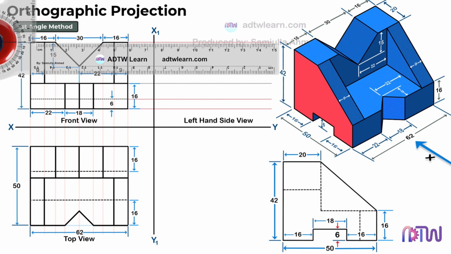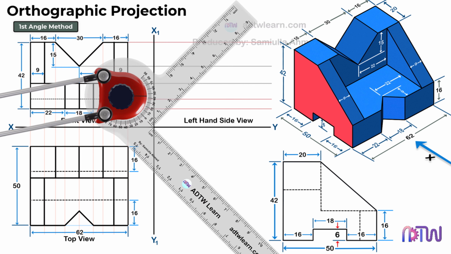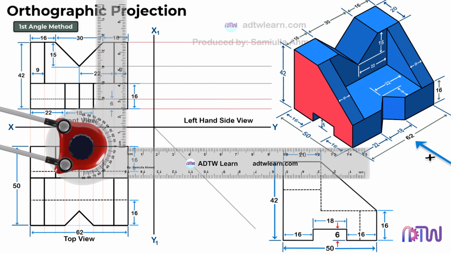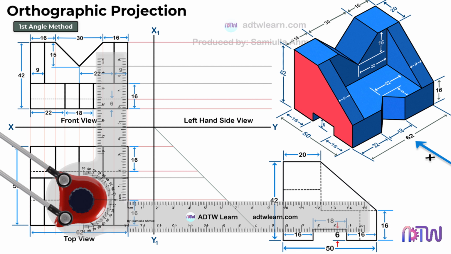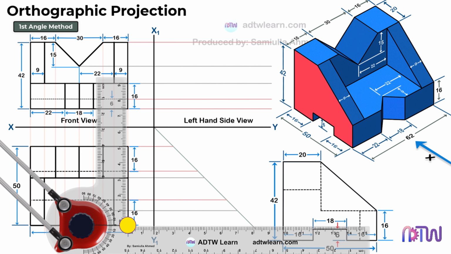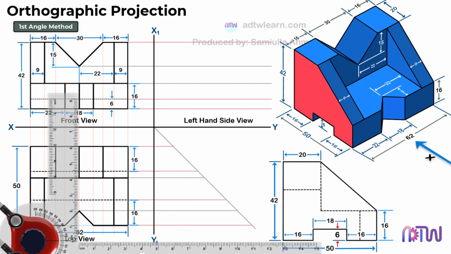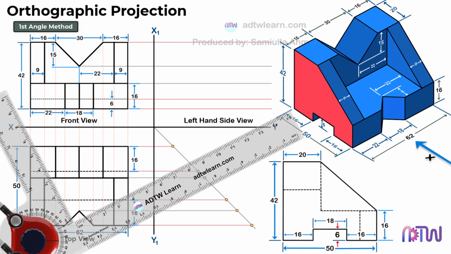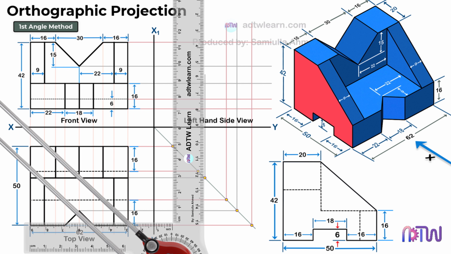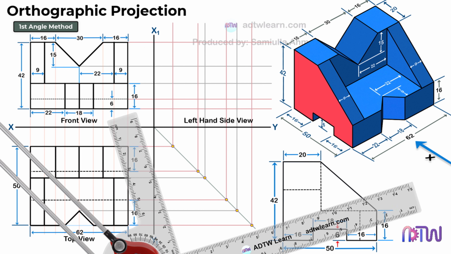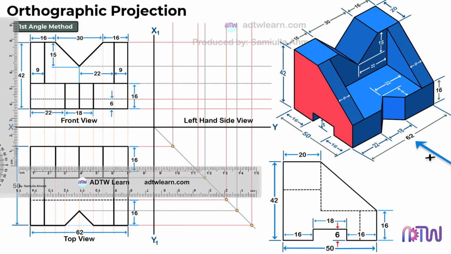After this, draw the reference lines from the top view. To get the reference lines from the top view, we will draw an inclined line at 45 degrees. Next, draw the horizontal lines from the corner points of the top view. After this, draw the vertical lines from each of these points. These reference lines will help us in drawing the left-hand side view.